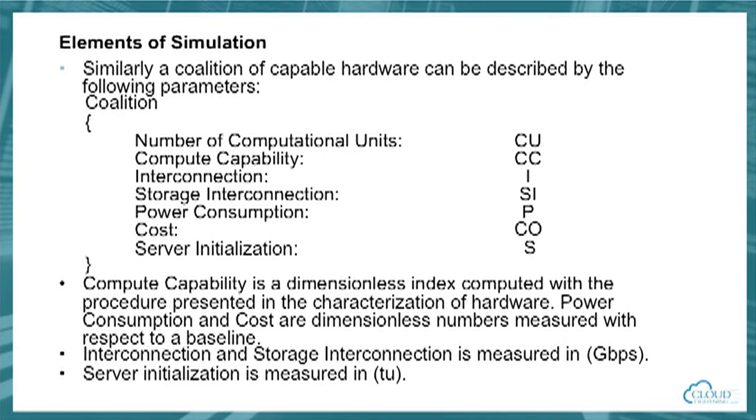Similarly, a coalition of hardware capable of executing a task can be defined by the following structure. The number of computational units that this coalition has, and the compute capability of this coalition, which can be, for example, a dimensionless index saying that this coalition has 2.5 times greater performance for an application compared to a standard baseline CPU. The interconnection speed and the storage interconnection, the power consumption of this coalition, again a dimensionless index, the cost to use this type of hardware, and the time required to initialize it in time units.